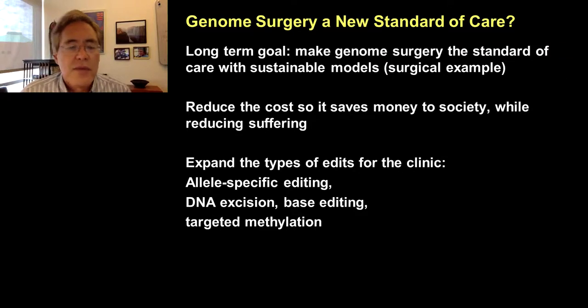Do we see genome surgery as a new standard of care? The long-term goal is to make genome surgery standard of care, in fact, as a sustainable model. And the surgical model, we believe, is really a way to use this in a broad range of types of diseases, using, of course, these relatively rare types of disease. But I think that will provide the foundation for something larger. We can also reduce the cost, hopefully, to save money for society while reducing suffering.